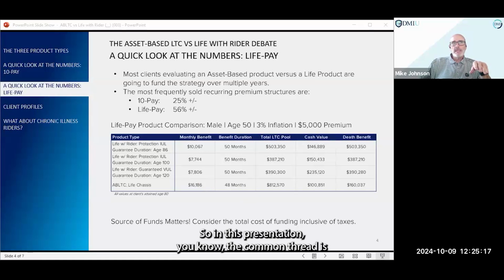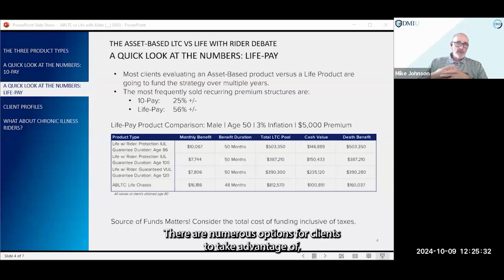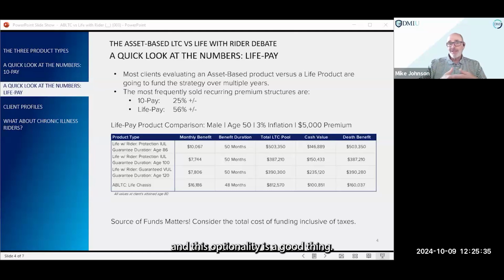So in this presentation, the common thread is what's the most important aspect of the coverage, and where are we looking for the most leverage? Is it death benefit? Is it long-term care? I think this is a great way to illustrate that there are numerous options for your clients to take advantage of, and this optionality is a good thing.